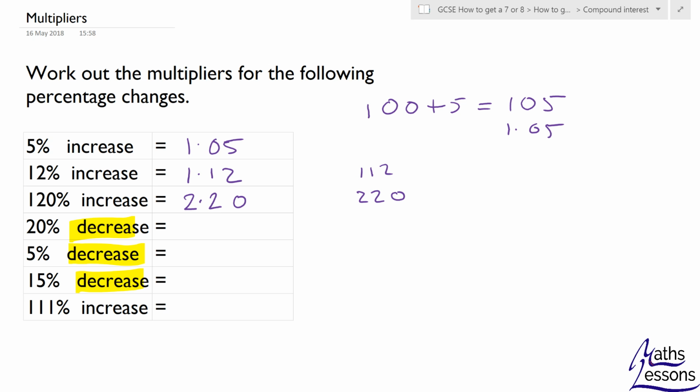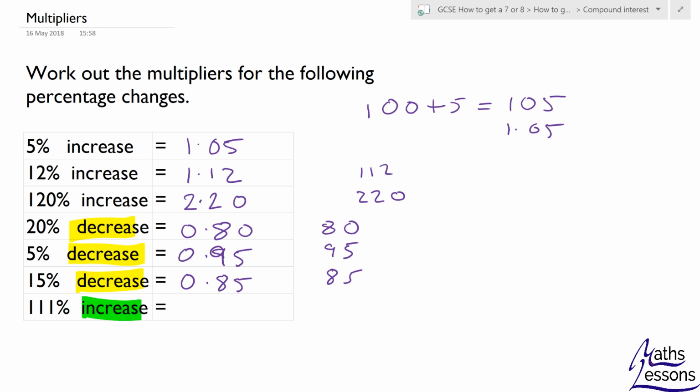Right, hopefully you noticed these were decreases, so in these cases you're going to take off the percentage. So 100 take away 20 is 80, divide that by 100 gives you a multiplier of 0.8. 100 minus 5 gives you 95, divide that by 100 you get a multiplier of 0.95. And a 15% decrease, take that off 100, we get 85, so that's a multiplier of 0.85. And once again, this is an increase, so do remember to check your questions. Add that onto 100, 211, divide by 100, that gives us 2.11.